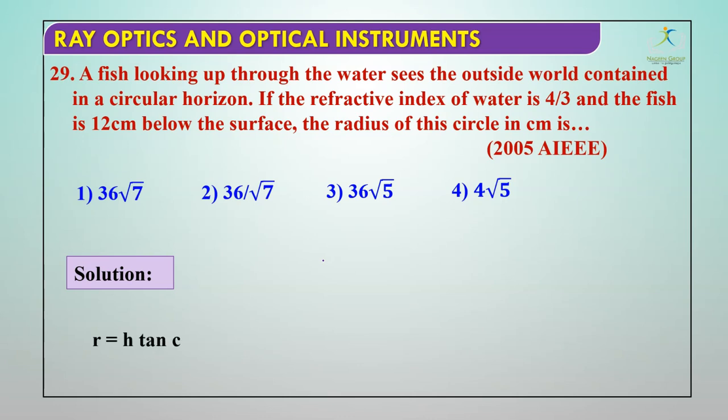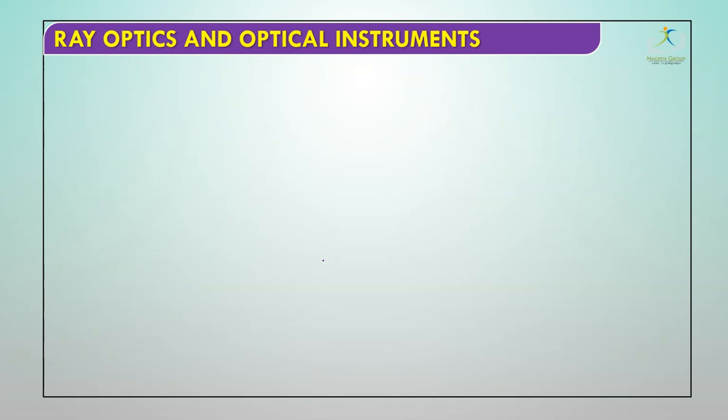Solution: we have R is equal to H10C. We just put this value and get this result, 636 by root 7.